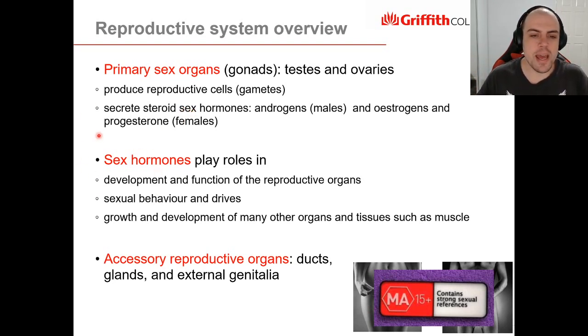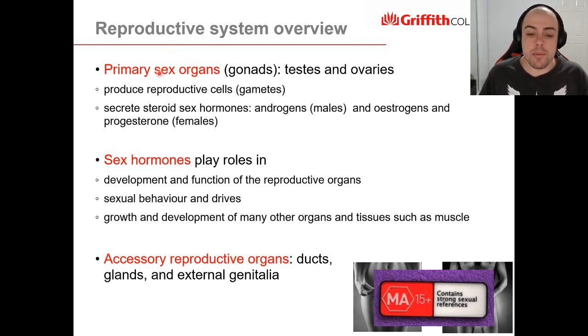Now, these sex hormones play a rather large role within our body in terms of development and reproduction especially, and they drive sexual behavior, puberty, maturation, and growth and development. This is a big reason why males and females are different in terms of our physical structure. At the moment, I've got a bit of a 5 p.m. shadow going on. That is due primarily to testosterone.